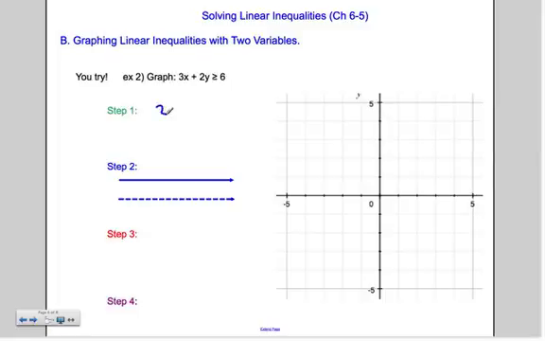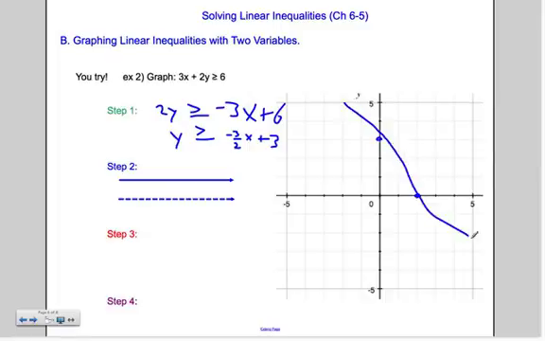Well, this ends up being 2y greater than or equal to negative 3x, because we subtracted it from both sides, plus 6. Divide by 2, you get y is greater than or equal to negative 3/2 x plus 3. Okay? So this is greater than or equal to, so I'm going to use the solid line. And we start at 3, 1, 2, 3 is our y-intercept, so there's 1 point. We rise negative 3, 1, 2, 3. We run 2, 1, 2. So there's our next point, okay?